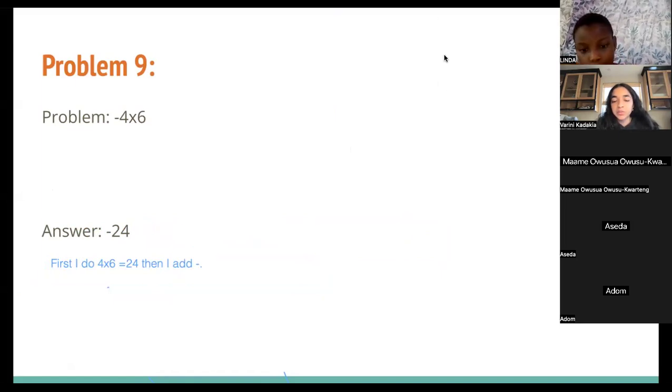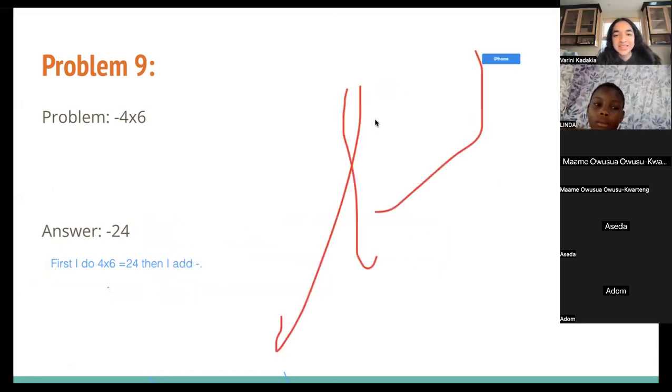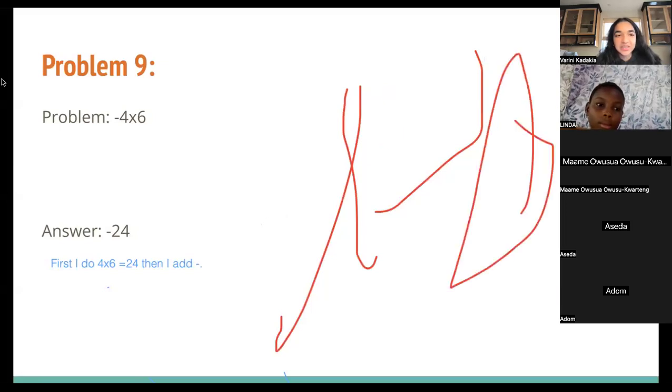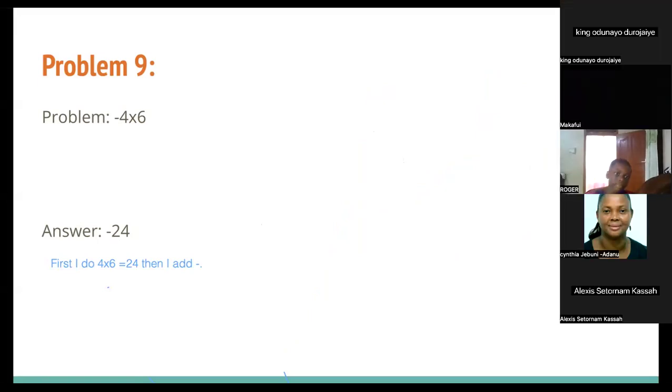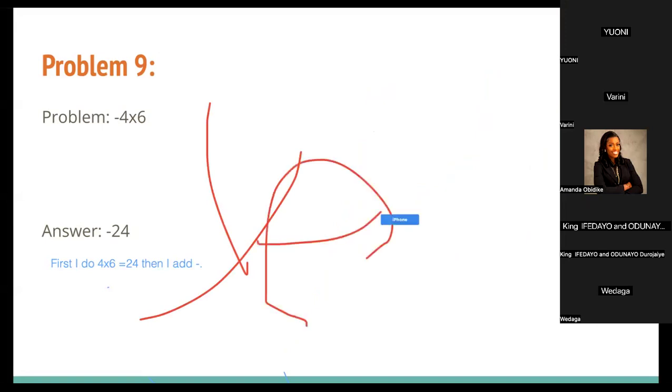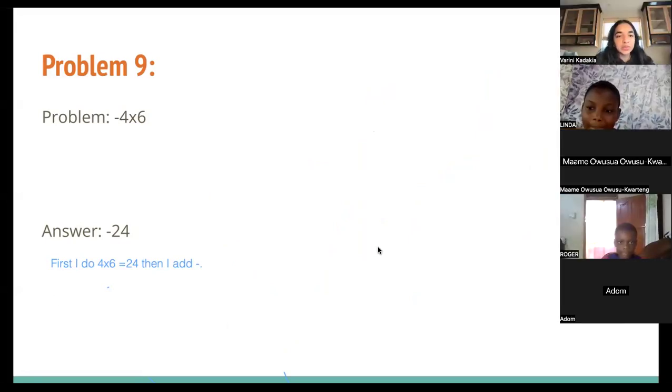I think a lot of you were able to understand how to do it, so I'm not too worried. But someone wrote a nice explanation here. So first you would do 4 times 6, which equals 24, and then you add a minus, because negative times positive should give you negative. Is everyone good with that? Any questions from anyone? Okay, perfect.